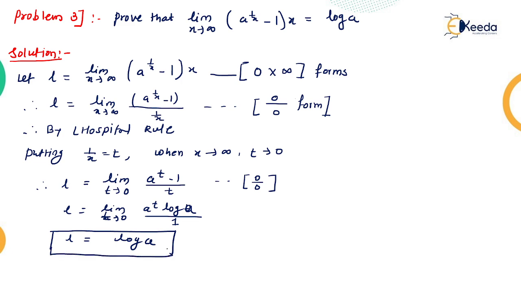I hope you understood problem number 3 also. So we discussed problem number 1, problem number 2 and problem number 3, where the type is only 0 into infinity.